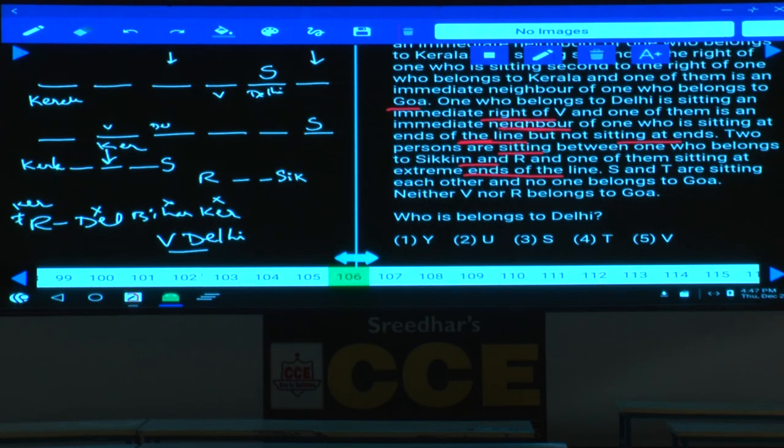Now either R or Sikkim must be at the extreme end of the line, and S and T are sitting adjacent to each other, and none of these two persons belongs to Goa. Now S and T are adjacent to each other. How many possibilities do we have?